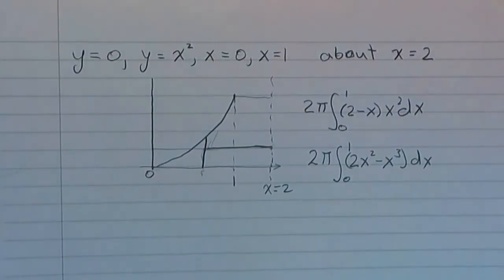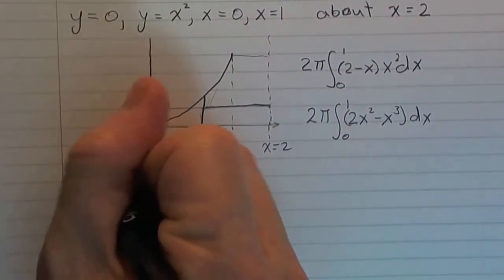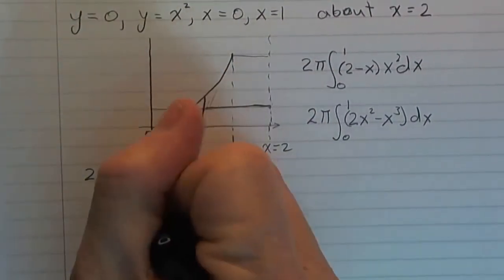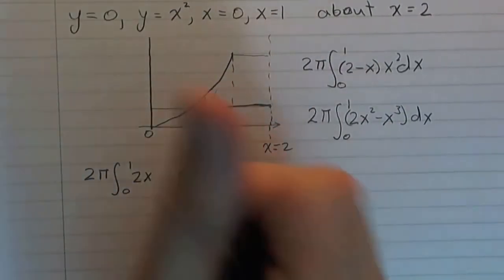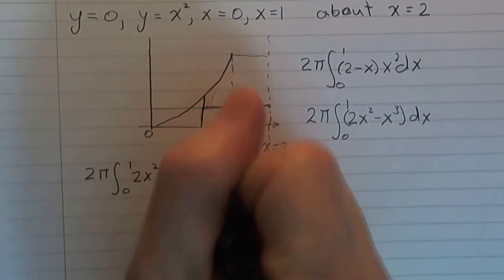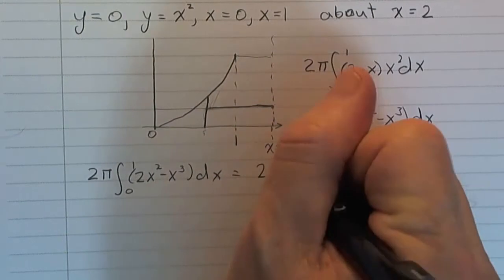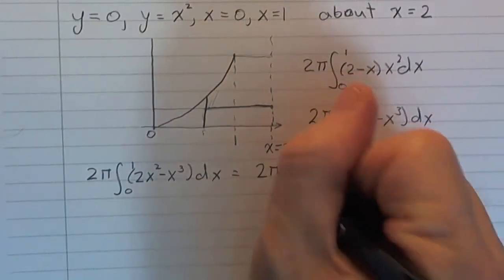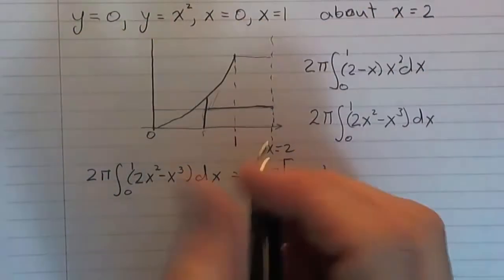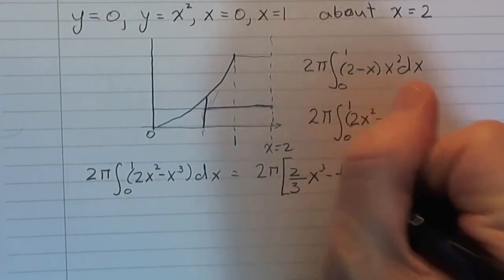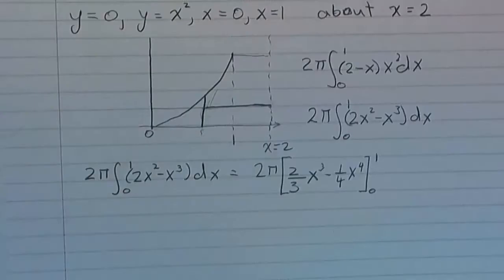And then we get that. Okay, so now here's what we've got. We've got 2 pi, 0 to 1, 2x squared minus x cubed. I guess I didn't need to rewrite that. But here we go. So this is going to be 2 pi. Now here's the antiderivative: 2/3 x cubed, minus 1/4 x to the 4th. And we're going from 0 to 1.